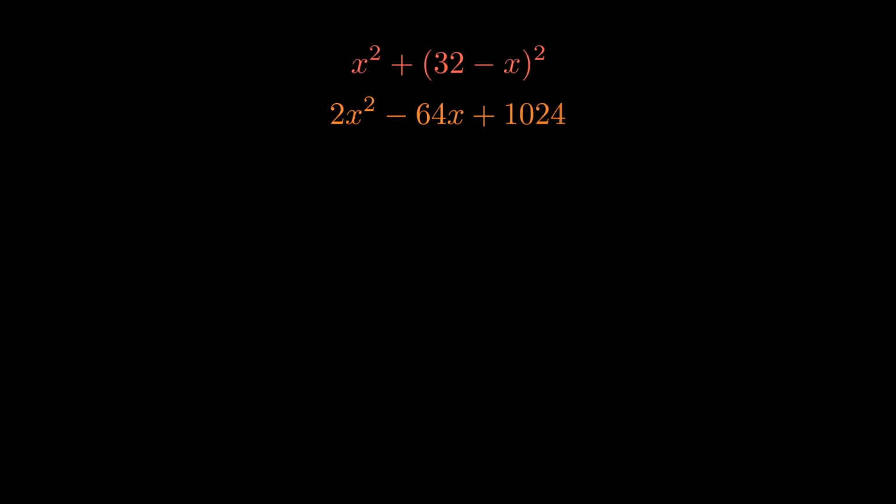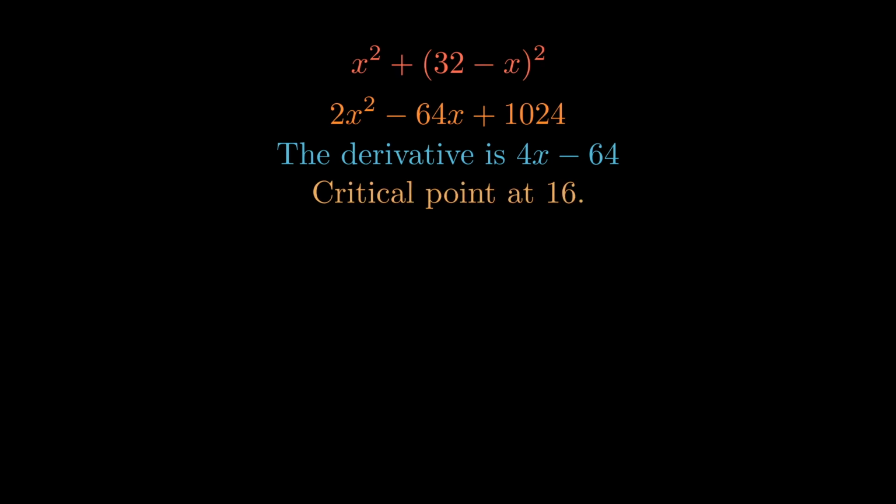Now we can find the first derivative of this to get 4x minus 64. And this equals 0 when x equals 16. So a critical point exists at x equals 16. And that means the answer is 16. Both numbers must be 16 because the critical point occurs at 16.